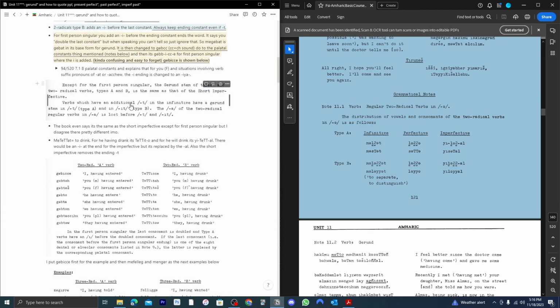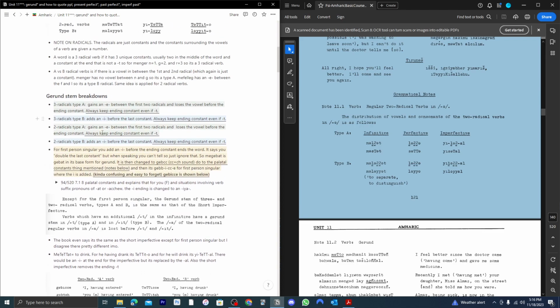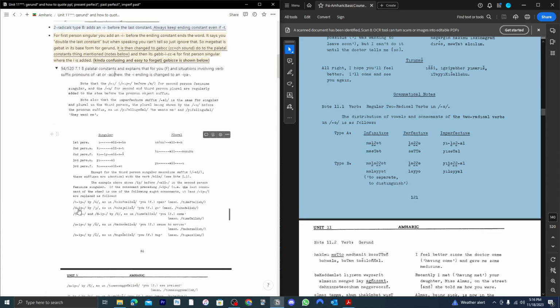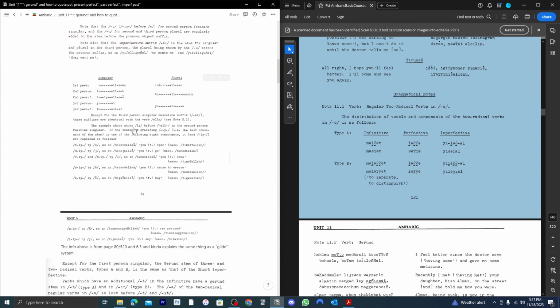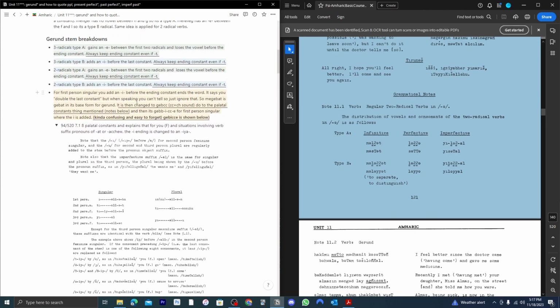And then the exception, right? So for first person singular, it is affected by the 8 palatal consonant rule, which is very annoying. But basically, if the word ends in either a T, D, glottalized T, S, or Z, then its gerund is going to change. So the example is megbot. So megbot is like this.